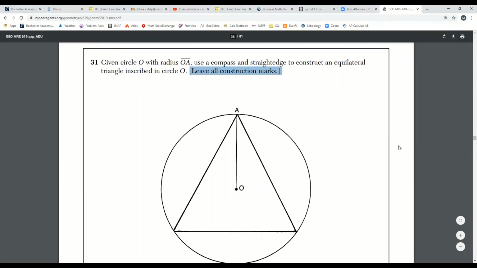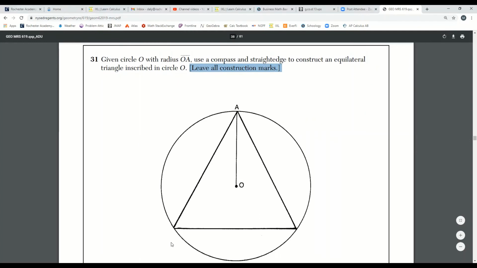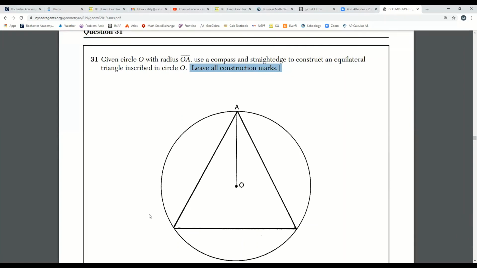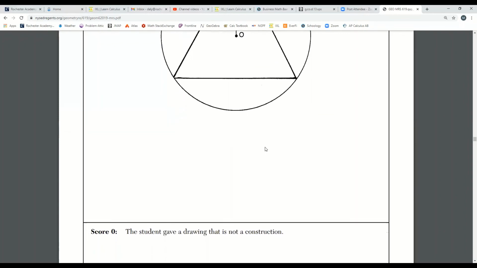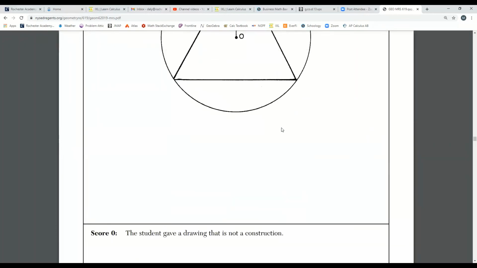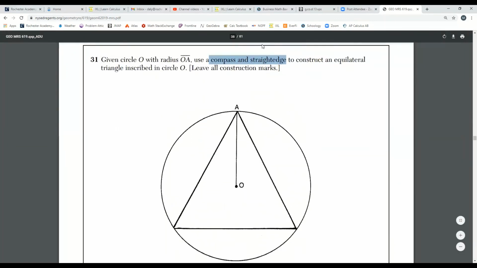This is why I urge you to leave your construction marks when you do constructions, because I have no idea how the student determined that these 2 points should be the other 2 sides of the triangle. Maybe they're right, maybe they're wrong, but without any construction marks, this is not a geometric construction. I don't know that the student used the compass and straight edge. I mean, it's an inscribed triangle. It may or may not be equilateral, but without the compass and straight edge marks, I have no idea what this diagram is. And so this construction is worth, well, it's not a construction. This solution is worth 0 points, because there are no construction marks, so I can't tell what they did.